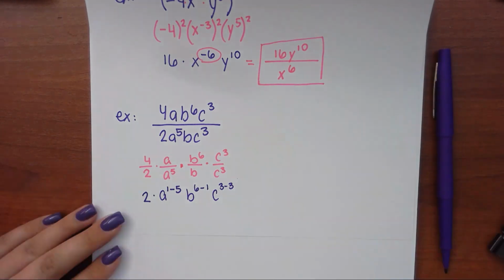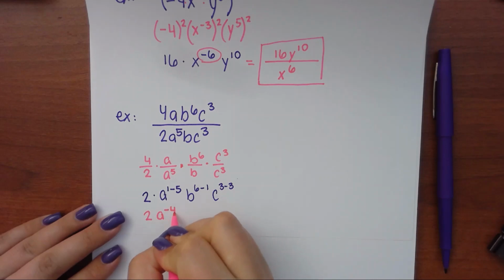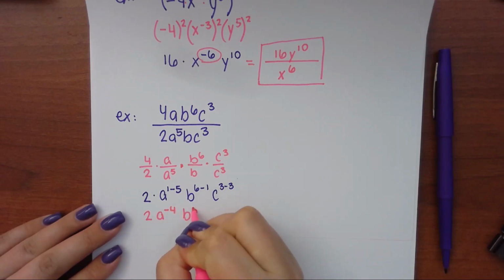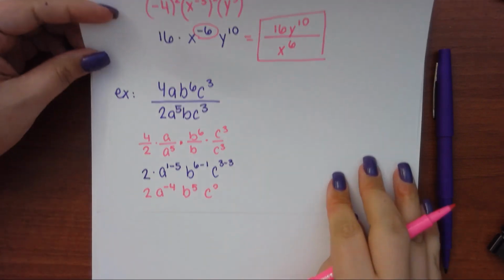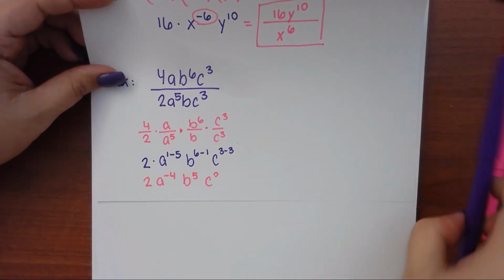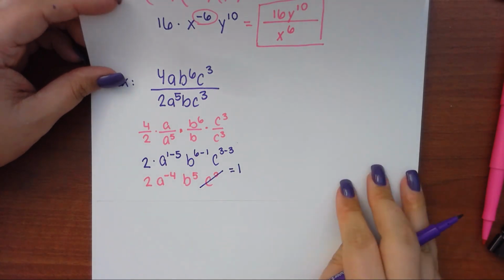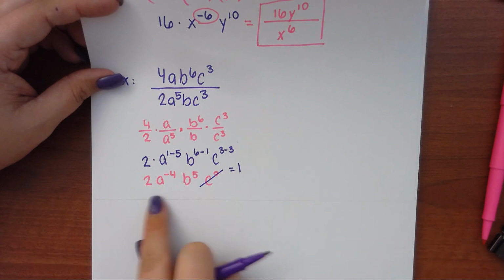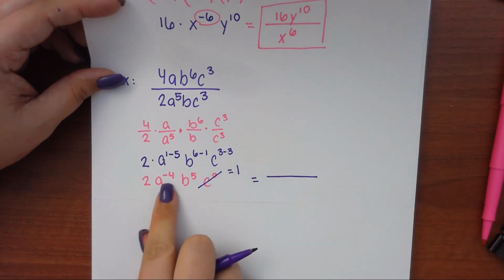Simplify my exponents. I have 2, a to the negative 4th, b to the positive 5th, and c to the 0 power. So remember, anything that has a 0 power as an exponent equals 1. So this actually goes away because it equals 1. So now what's left over, we have a fraction. And I know I have a fraction because I have a negative exponent in this answer.